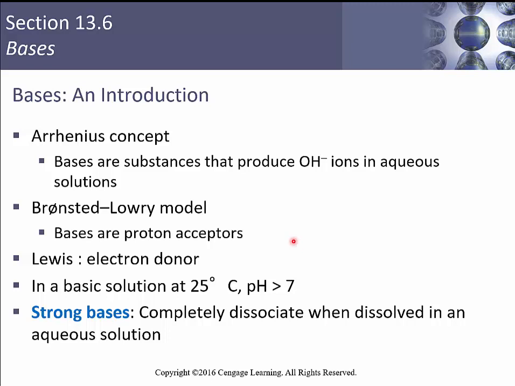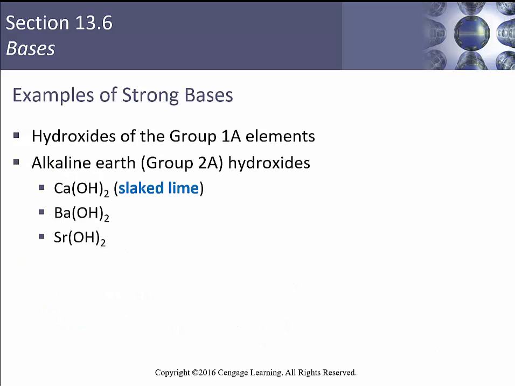So let's think about bases. Section 13.6, bases. We're going to look at an introduction. Bases are pretty much going to be the flip side of everything you're doing with acids. Strong bases are going to be hydroxides of the 1A elements, the alkali elements, and the alkaline earth or group 2A elements. So calcium hydroxide, also called lime, barium hydroxide, and strontium hydroxide.